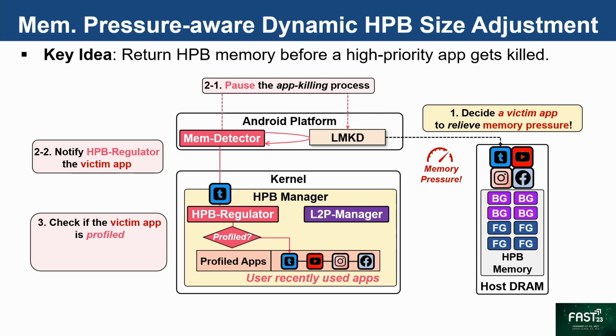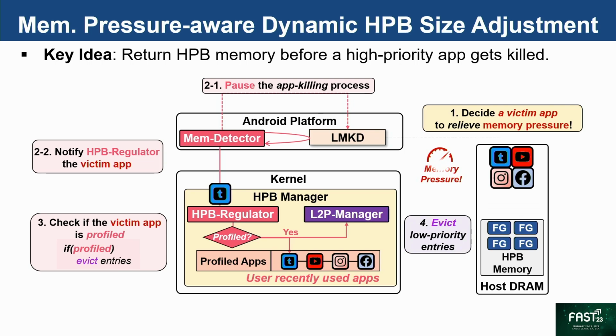To prevent the high-priority app being killed by LMKD, the L2P manager preferentially reclaims the HPB memory by aggressively evicting low-priority entries to relieve memory pressure.